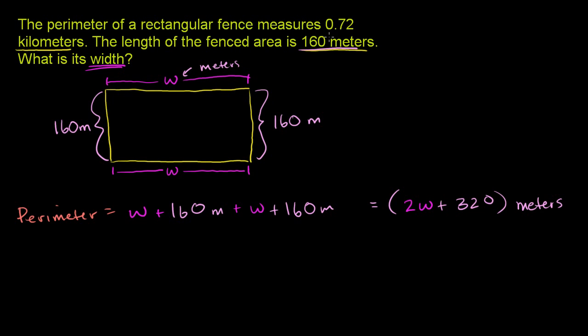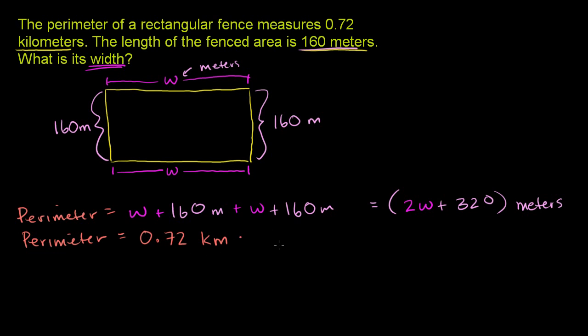Now, they also told us that the perimeter of the fence is 0.72 kilometers. So the perimeter, let me do it in that same orange color, is also equal to 0.72 kilometers. And we can abbreviate that with km. Now, if we wanted to set this thing equal to the perimeter they gave us, we have to make sure that the units are the same. Here it's in meters, here it's in kilometers. So let's convert this 0.72 kilometers to meters.